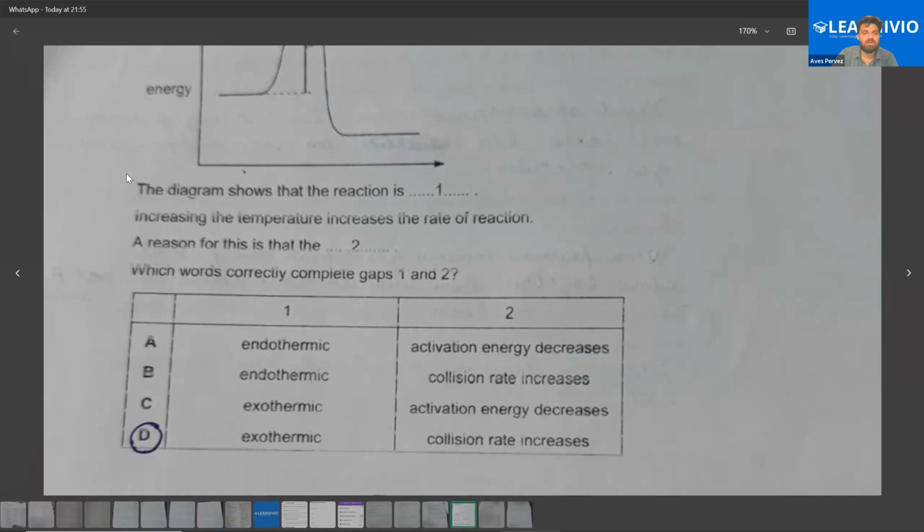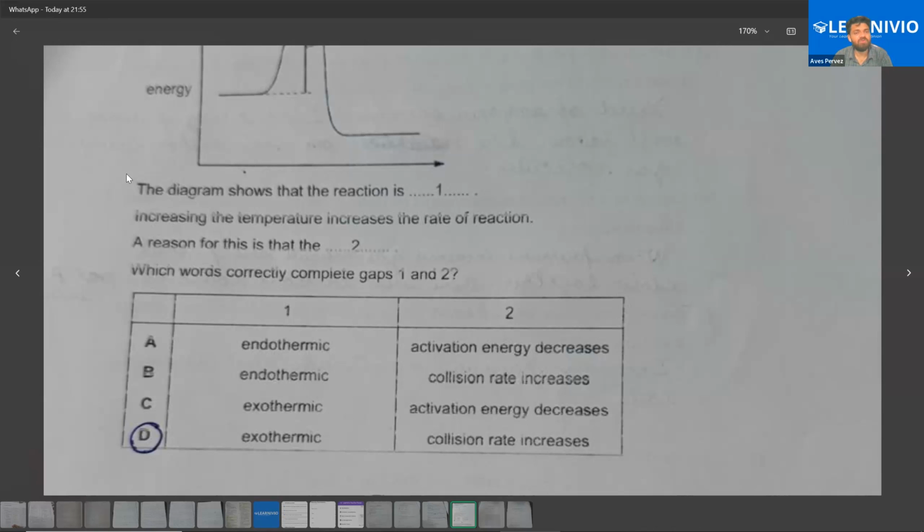A reason for this is that the diagram shows the reaction, an increase in temperature increases the rate of reaction. The reason is activation energy is lowered, so collision rate increases. So is it an endothermic reaction or exothermic reaction? Exothermic. So the collision rate increases.